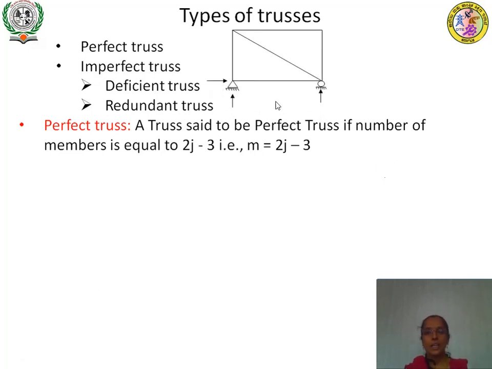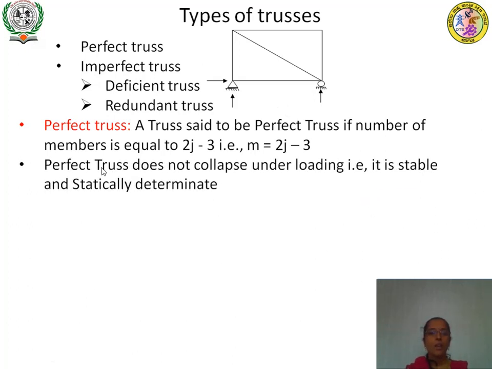So let us take an example. Here is an example of a truss. The number of members is 1, 2, 3, 4, 5, so 5 members are there, and 4 joints are there. So 2 fours are 8, 8 minus 3 is 5. So 5 is the requirement and the provided number of members is also 5. Hence this is a perfect truss.